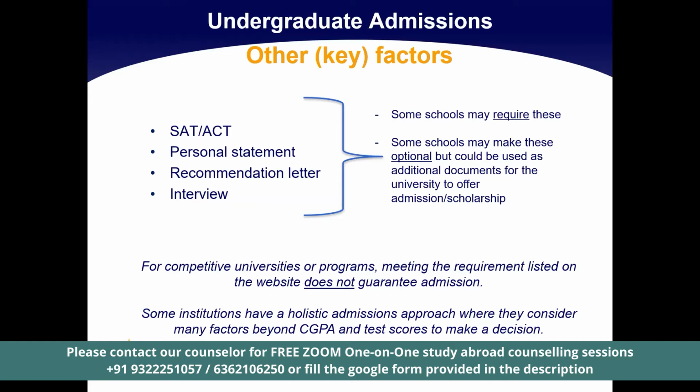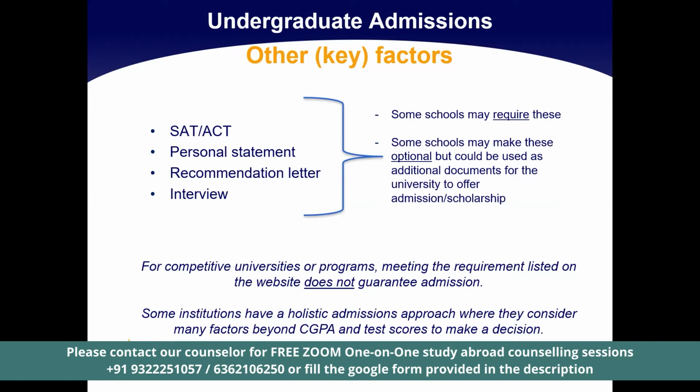One thing I want to mention is that for competitive universities or programs, the minimum requirement listed on the website does not guarantee admission. So maybe you see that your GPA is really high, but you still don't receive an admission offer from the university. It doesn't mean that you are not a good student at all. It just means that they are a very competitive university or competitive program, and they have a lot of other candidates who have an even stronger profile. So that's one of the reasons why.